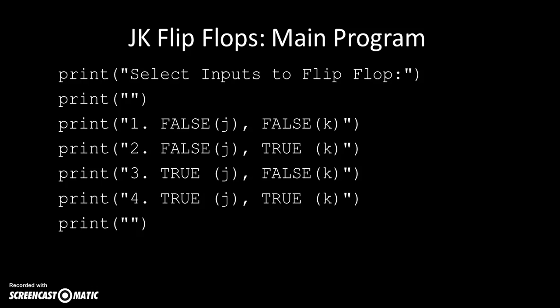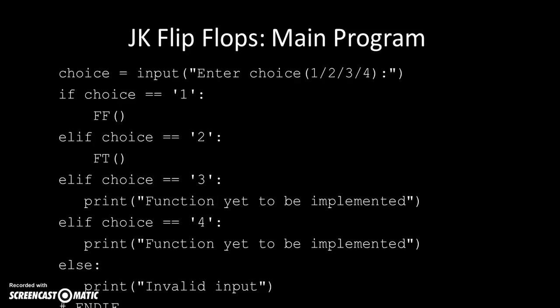And we could ask the user in the same way, have a menu, and say, do you want to input values into the flip-flop of false and false, false and true, true and false, or true and true? Those values are the J and K inputs. Then we get them to input their choice, and if they choose 1, we call a method called false false, which we saw. If they choose 2, we call a method called false true. And just for fun, I haven't implemented true and false and true and true. All I've said here is function yet to be implemented.